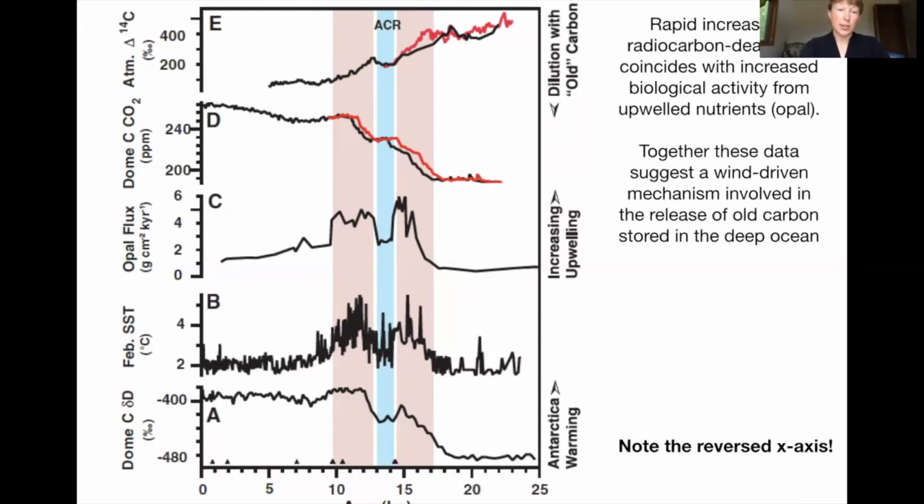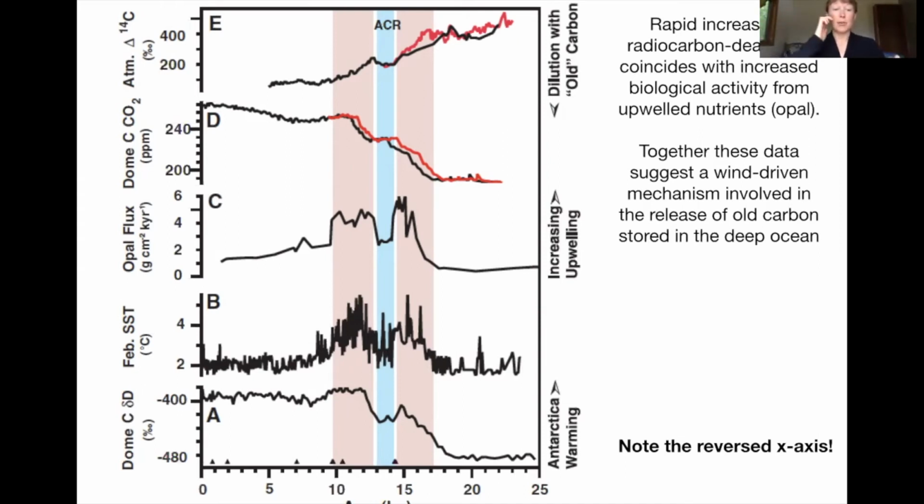The next curve is showing CO2 concentrations from an ice core in Antarctica, which we've seen before. This is the Dome C ice core. And you see that CO2 is going up across this period. And we know that we can measure CO2 in air bubbles in ice cores as a direct measurement of the past atmosphere. So CO2 is going up. It's diluting the radioactive carbon, the radiocarbon in the atmosphere.